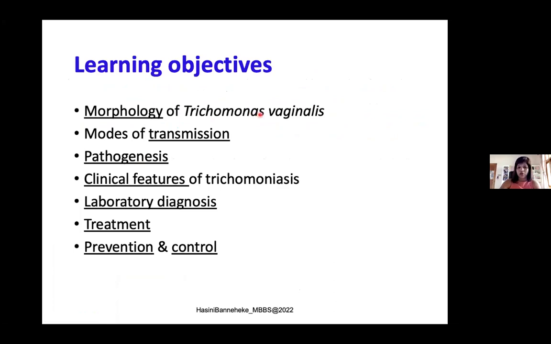Okay, so starting off with the objectives. First, we'll see that the case history I presented is caused by a parasite called Trichomonas vaginalis. I will be talking about the identification features, the morphological features of the parasite, and then we'll see the mode of transmission, how it is transmitted from one human to another. Then we'll look at the pathogenicity caused by the parasite in the human, and the clinical features of the disease trichomoniasis. Then we will look at laboratory diagnosis, treatment, prevention, and control. Okay, so those are the learning objectives.